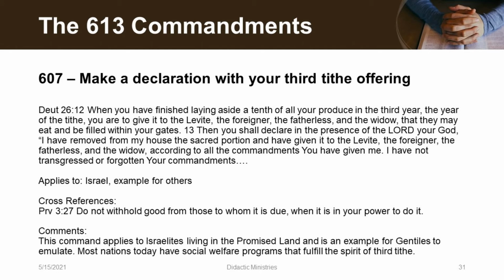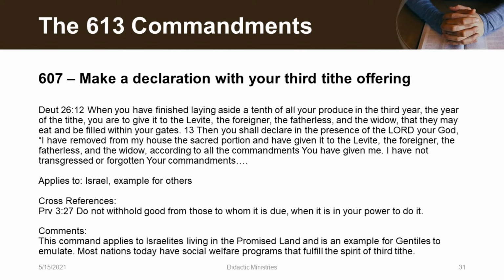This commandment applies to Israelites living in the promised land and is an example for Gentile nations to emulate. The Israelites would tithe a third tithe in the third and sixth years of a 7-year cycle. They would take this tithe and lay it up within the gates of their cities, and the elders would distribute that food to the poor of the land.